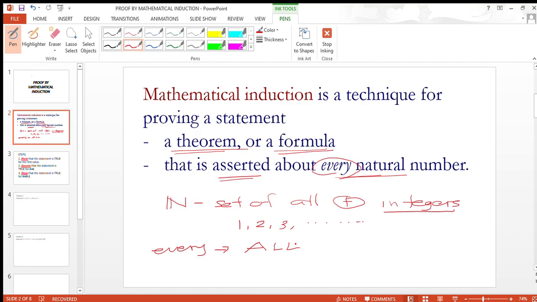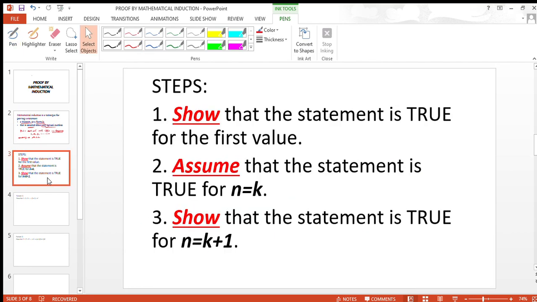One good thing about the proof by mathematical induction is that we have some steps to follow. Unlike the previous methods of proof that we have discussed, where sometimes you really have to guess what will be your next step, what will be needed in your proof so that you can reach the final conclusion, we now have the steps for mathematical induction. We have 3 steps.